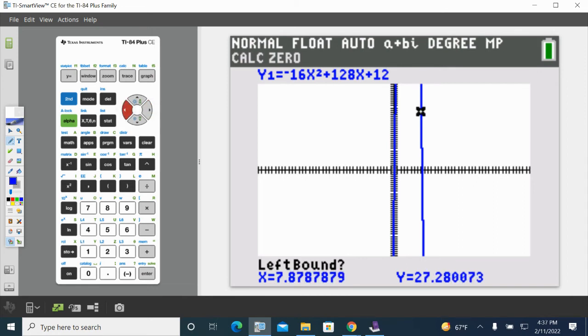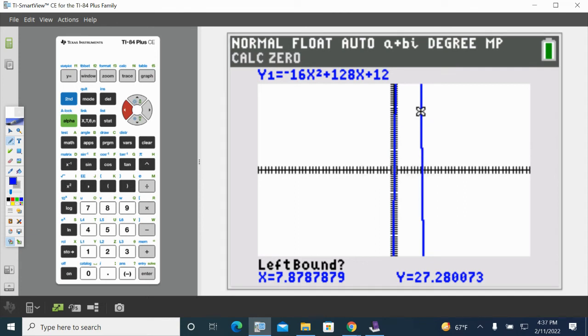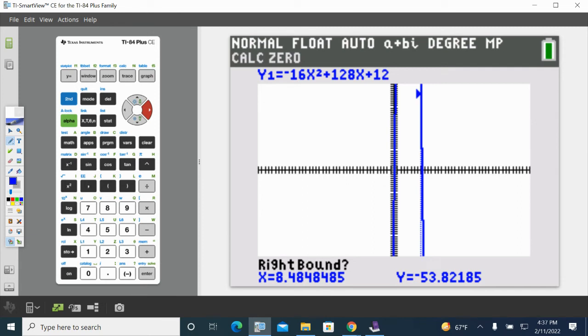So this is actually going to be called left bound because it's above that point. And then arrow to the right again. There's your right bound. And there's the 8.09 seconds.